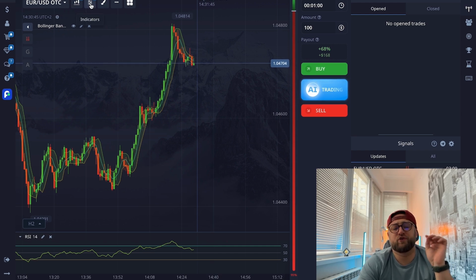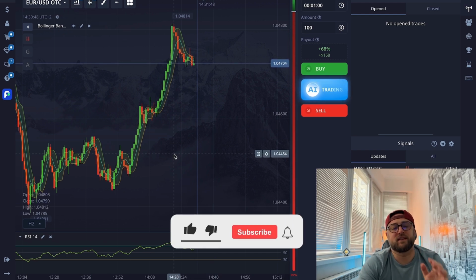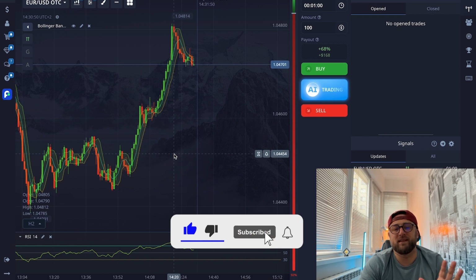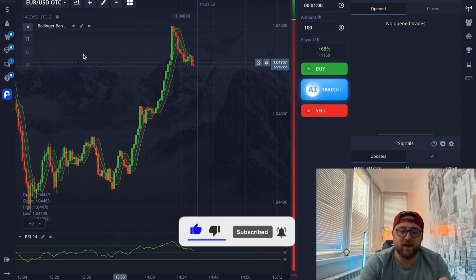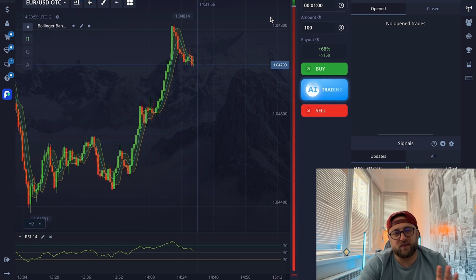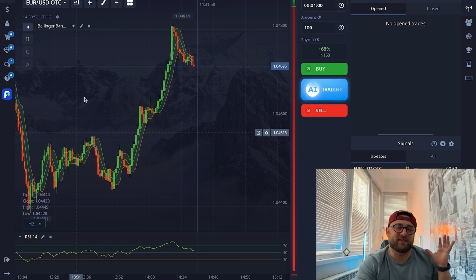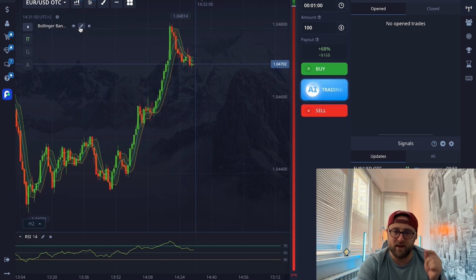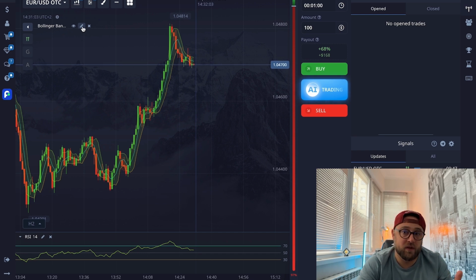Instead, I'll show you my custom indicator settings optimized specifically for blitz mode binary trading, with trades that expire in just 1 minute. I've tested a ton of combinations, and these are the ones that work best for me. I hope you will also find it helpful. So let's jump right into it.